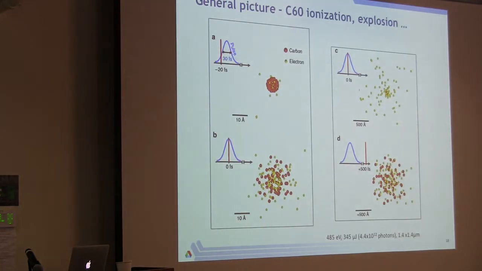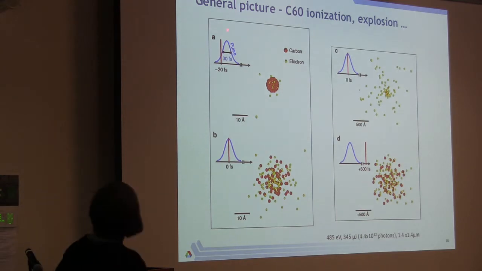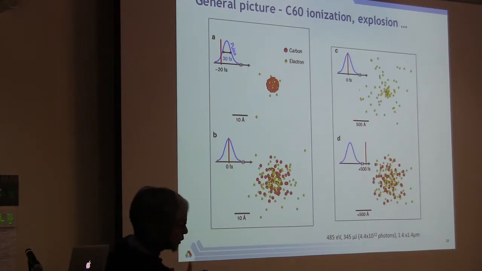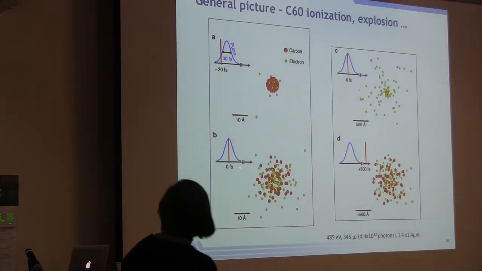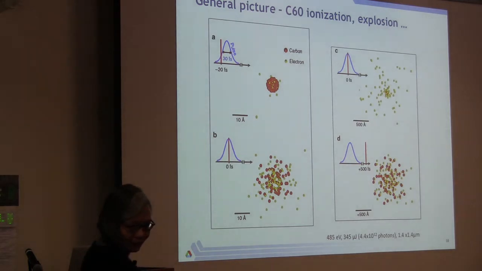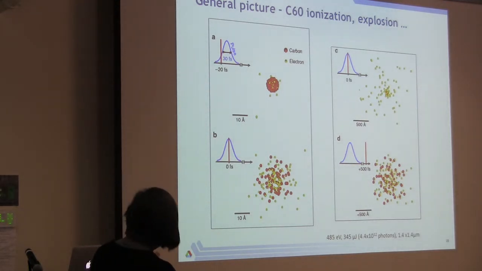Okay, so the general picture is that you have this pulse, this is singulated, of 30 femtoseconds. And this left side is on this very small spatial scale of 10 angstrom. And so you see your fullerene here. Initially you have electrons just coming out. But then, even by the time you've gotten to the middle of this pulse, which is a fairly energetic pulse, the buckyball has disintegrated and the electrons are coming out.